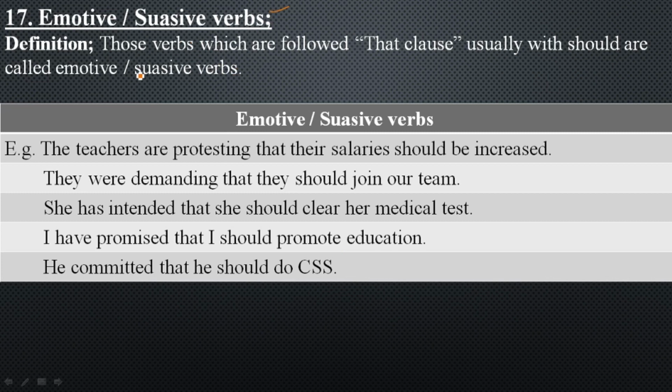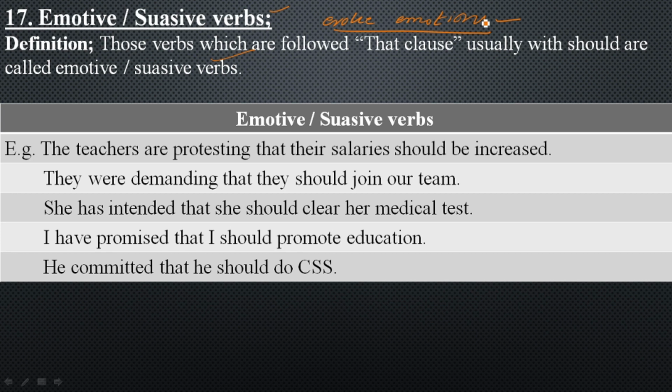The definition of emotive and suasive verbs: those verbs which are followed by a that clause, usually with should, are called emotive or suasive verbs. What do emotive or suasive actually mean? It means to evoke emotions. They actually create emotions, like the clause where you express your emotions and complete your sentences. In the same way, we are going to discuss the emotive or suasive verbs.